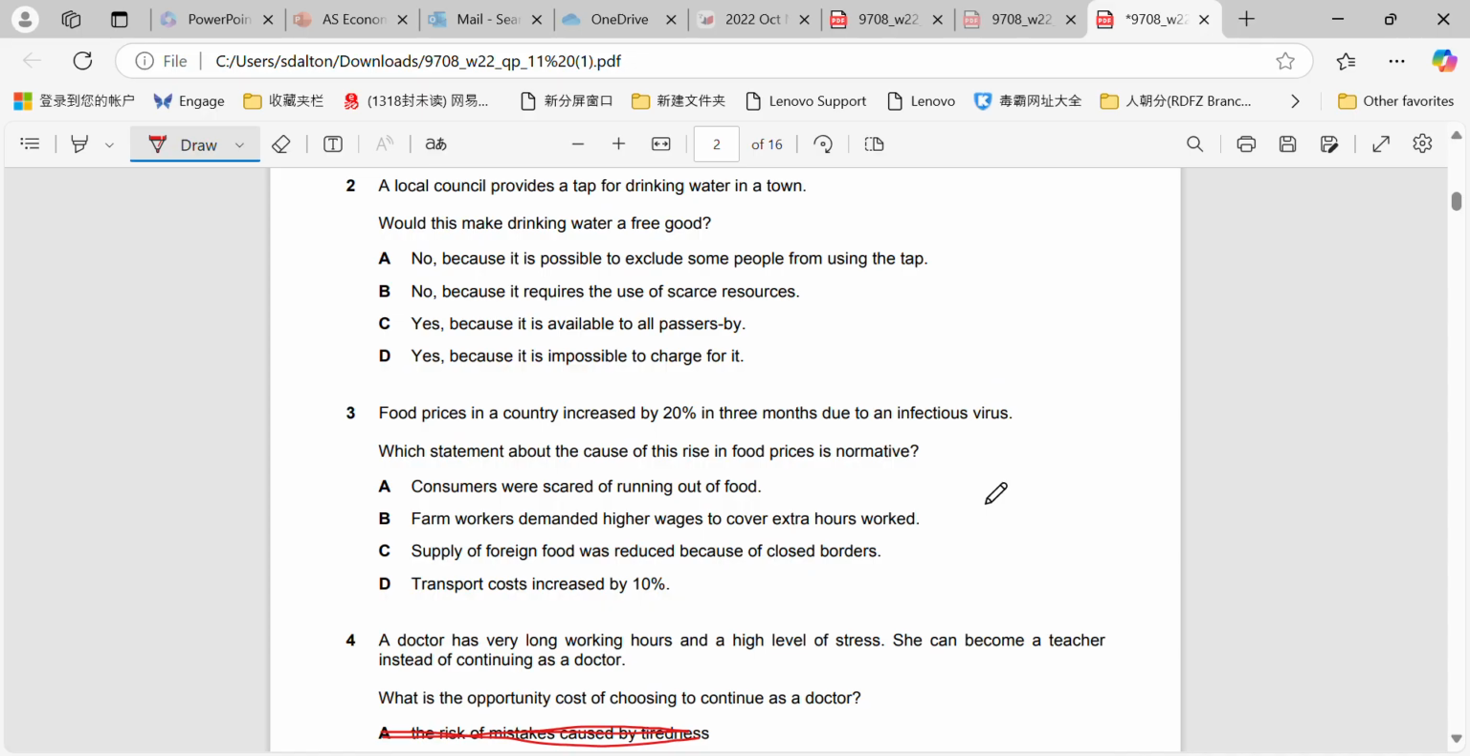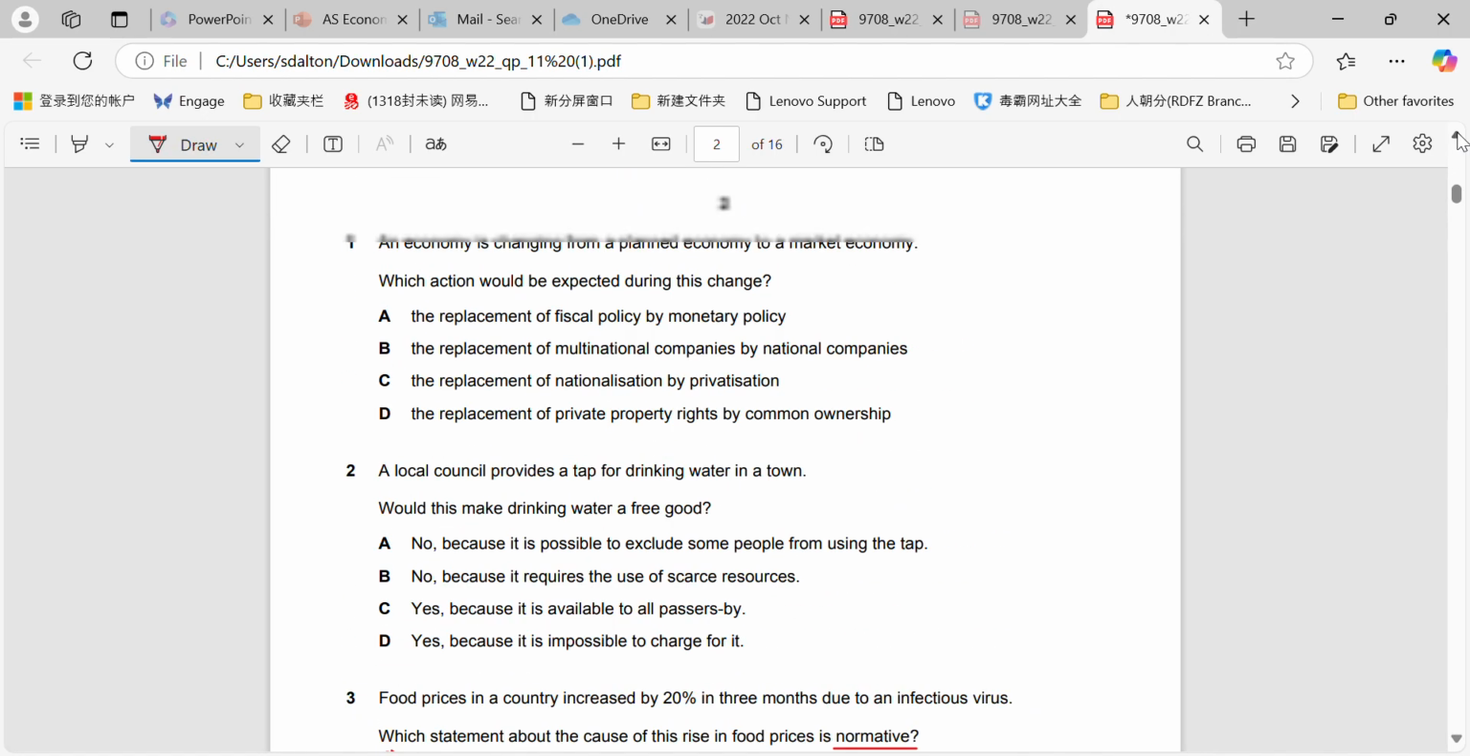Question 3. Food prices in a country increased by 20% in 3 months due to an infectious virus. Which statement about the cause of this rise in food prices is normative? Remember, normative statements are economic statements that are based on opinions or are subjective. They cannot be tested. So C and D we can see straight away. They're positive statements. Transport costs increased by 10%. Farm workers demanded higher wages to cover extra hours. That's something that could be tested, right? So we'll assume that's a positive statement as well. We could actually test if they got higher wages or demanded higher wages. But to say that consumers were scared of running out of food, that would definitely be the most normative statement out of all of these.